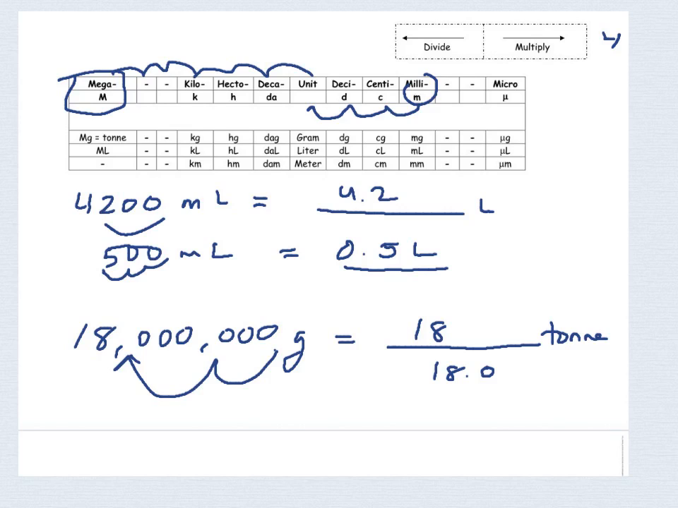Metric to metric, all you have to know is where the decimal goes, how many places that it moves, and how to write the prefixes in front of your basic unit. What we're going to do next is how to do conversions between metric to imperial and imperial back to metric.